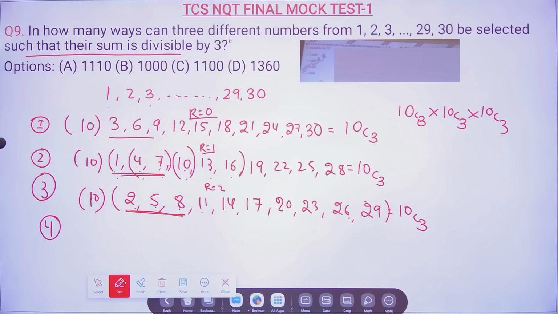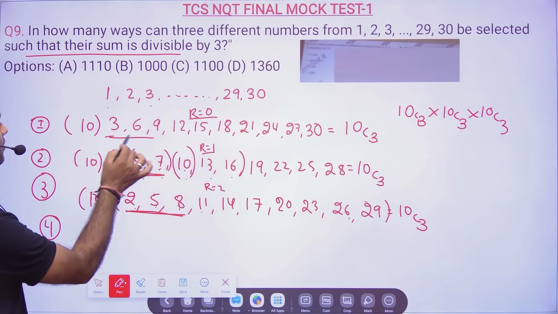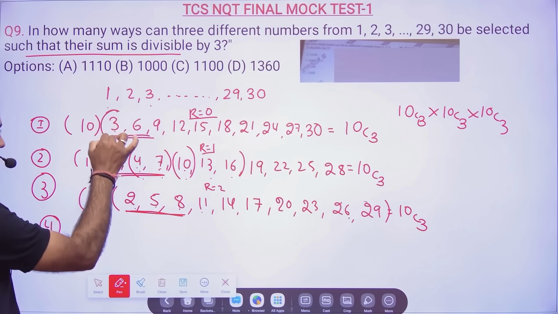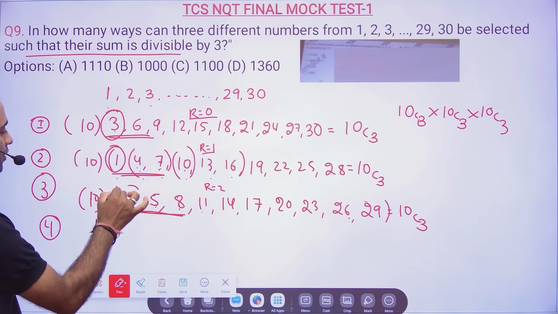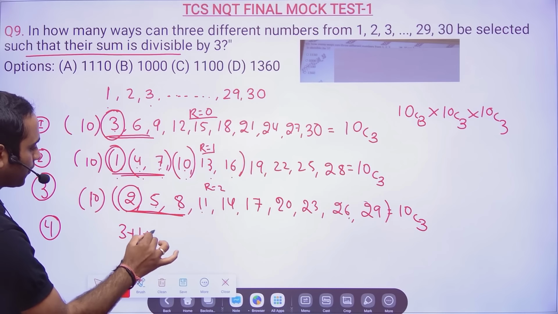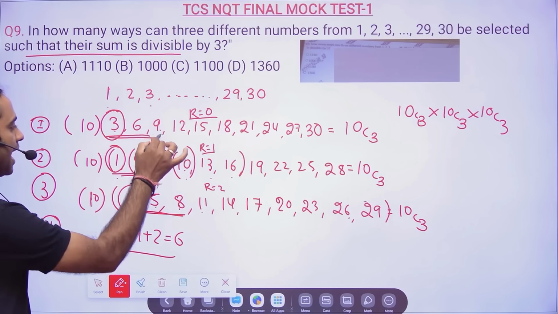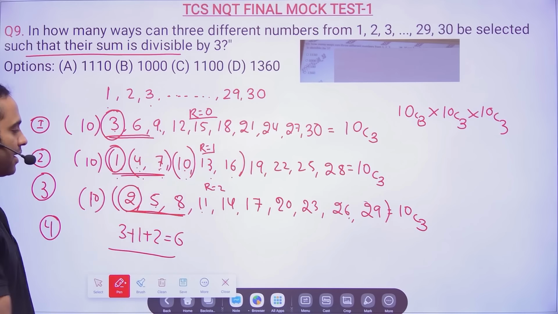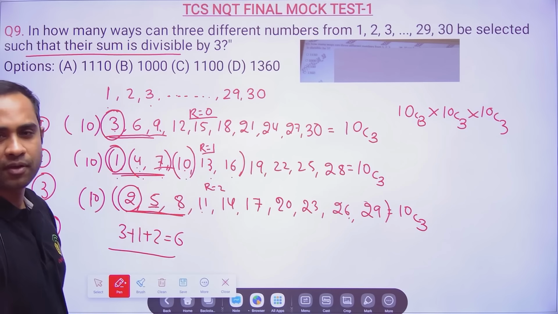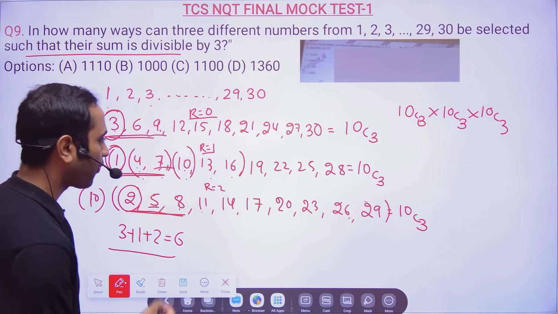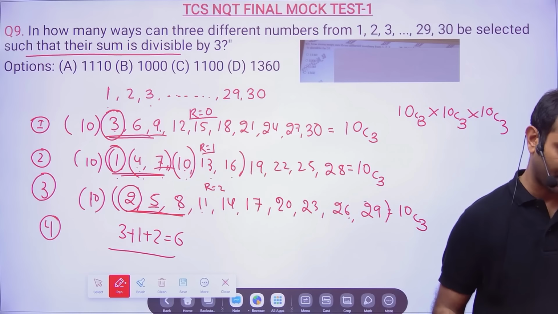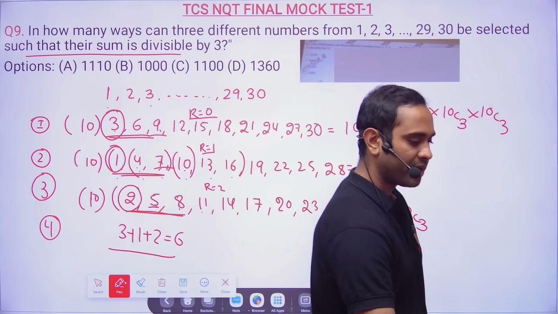Now from here, you will have to take this combination: 1 from this, 1 from this, and 1 from this. Right? So 3 plus 1 plus 2 is nothing but 6. 9, 7, 5. So 9 plus 7 is 16, and 16 plus 5 is 21. So from here also you will have to take. So how many digits will be taken from there?